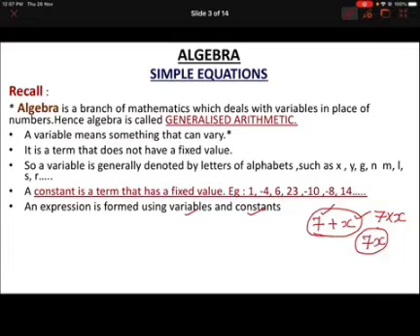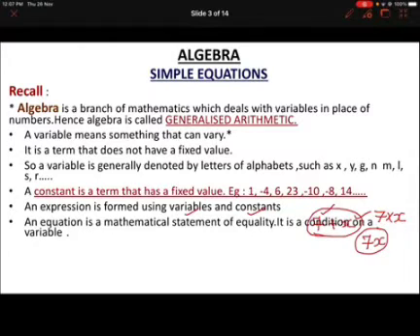Okay, so an equation is a mathematical statement of equality. It is a condition on a variable. Now you all know what a variable is. So in this chapter we are going to learn what is known as simple equations. But let us first see what an equation is. An equation is a mathematical statement.